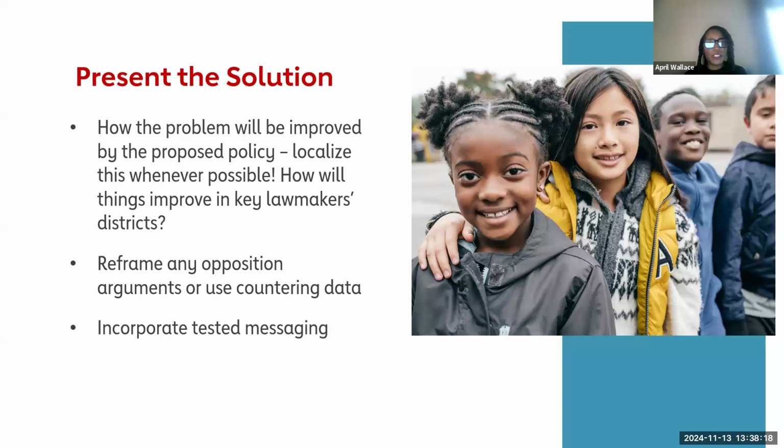So it's really critical to also present how the problem will be improved by your proposed policy. So whenever possible, make this local and personal to lawmakers you are trying to persuade. Remember to appeal to how they will create change in their own district and areas. And look at how your solution can reframe opposition arguments, or use data that directly counters what the opposition is claiming. And make sure to use the Voices for Healthy Kids tested messaging as a part of this. I'll hand it back to Phil.